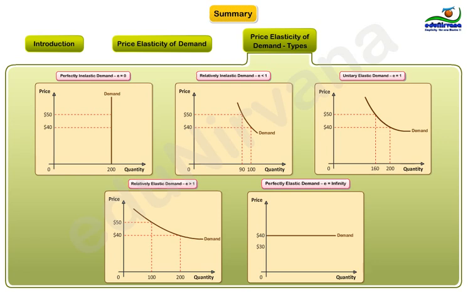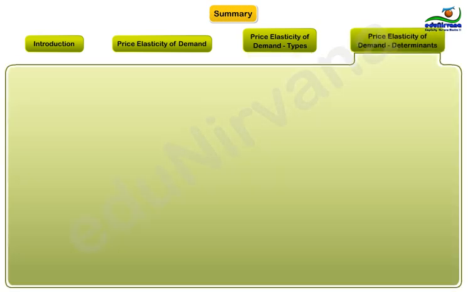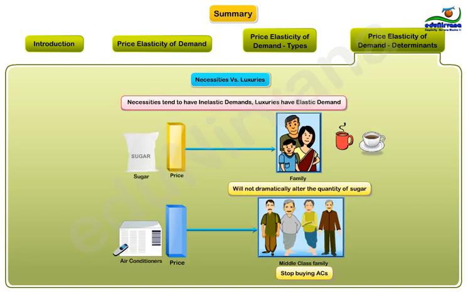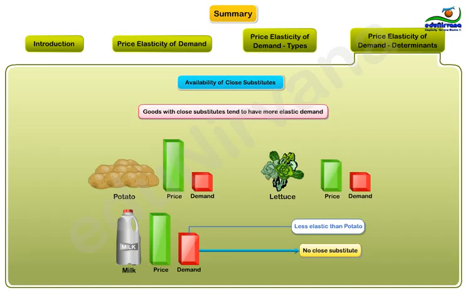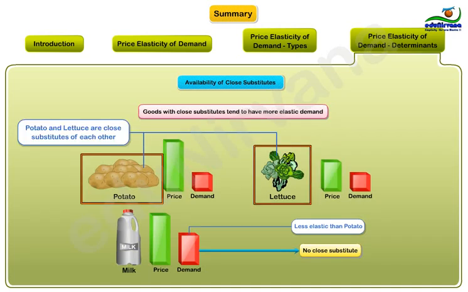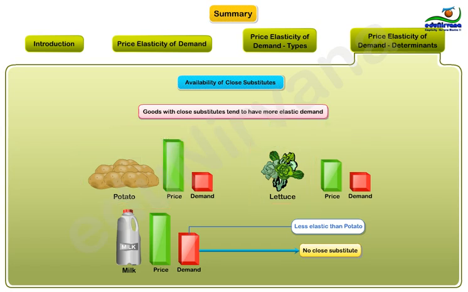Then, the factors that affect the price elasticity of demand were discussed. Necessities versus luxuries. Necessities tend to have inelastic demands, whereas luxuries have elastic demands. Availability of close substitutes. Goods with close substitutes tend to have more elastic demand because it is easier for consumers to switch from that good to others.